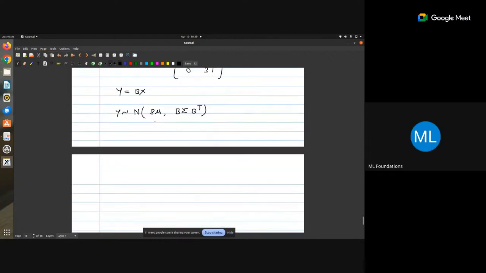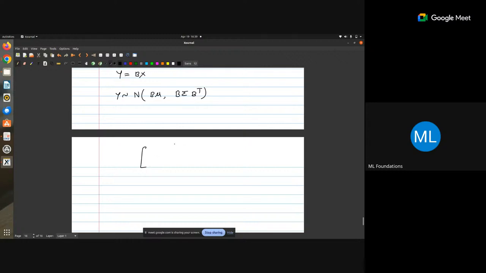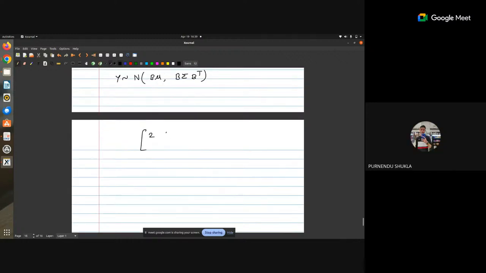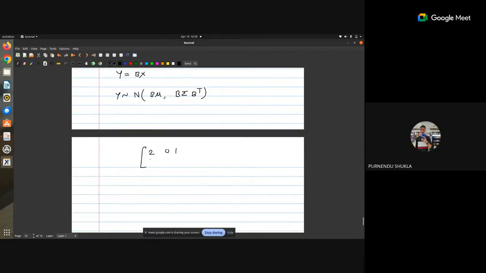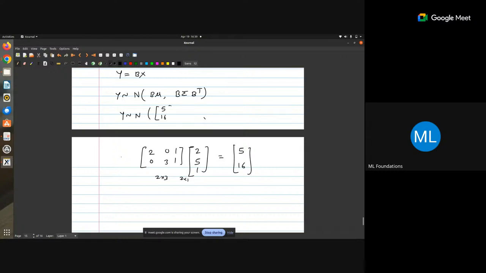So basically it's B into mu. B is 2, 0, 1 and 0, 3, 1. What is mu? Mu is 2, 5, 1. This matrix B is a 2×3 matrix and this is 3×1. So basically it is 2 into 4 plus 1, 5, and 15 plus 1, 16, right? So y is normally distributed with mean 5, 16, right?